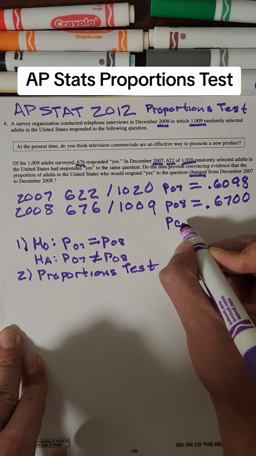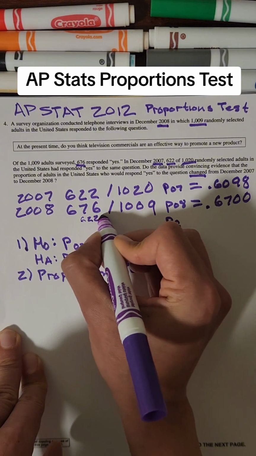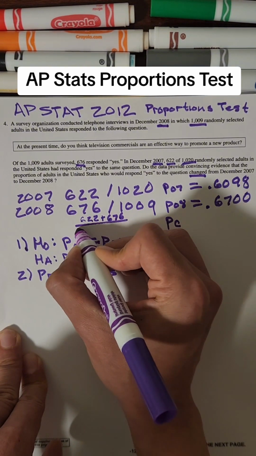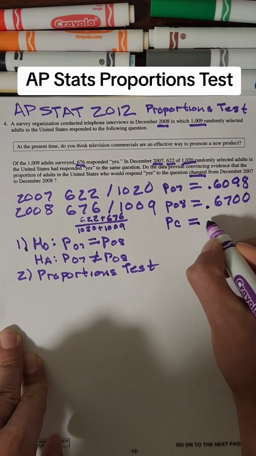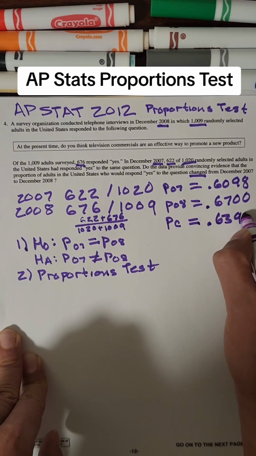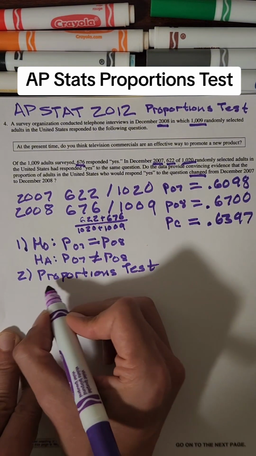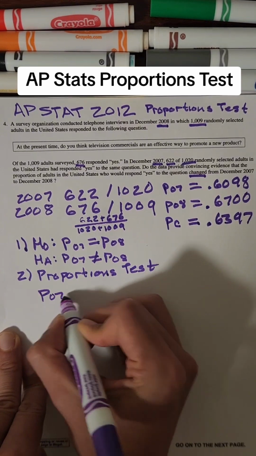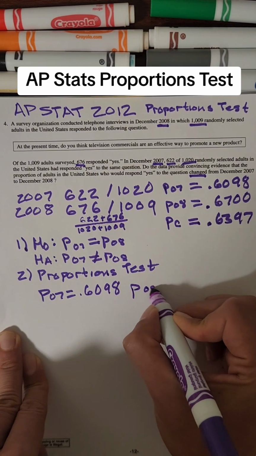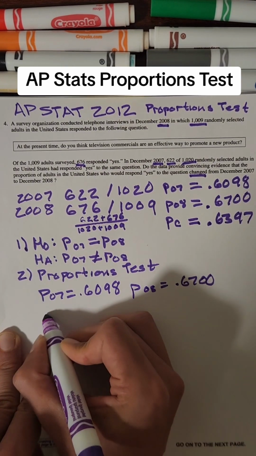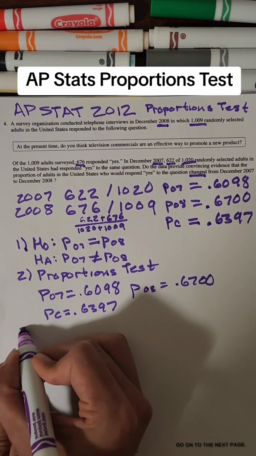Let's see, combined, let's call it C. And your combined proportion, what is that? 622 plus 676 divided by 1020 plus 1009. The combined proportion is going to end up being 0.6397. So yeah, we can just pull these down: 0.6098, 0.67, 0.6397. All right, now let's run the actual proportion test.